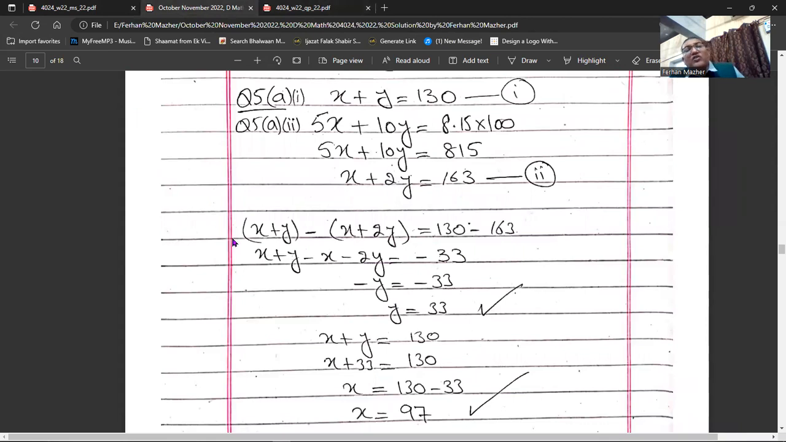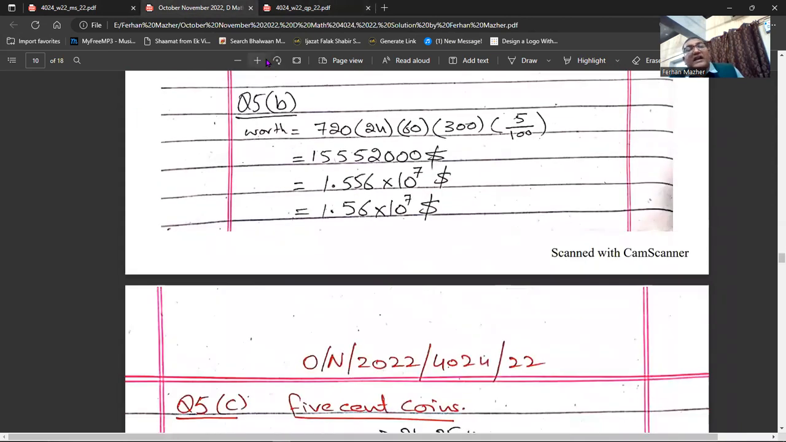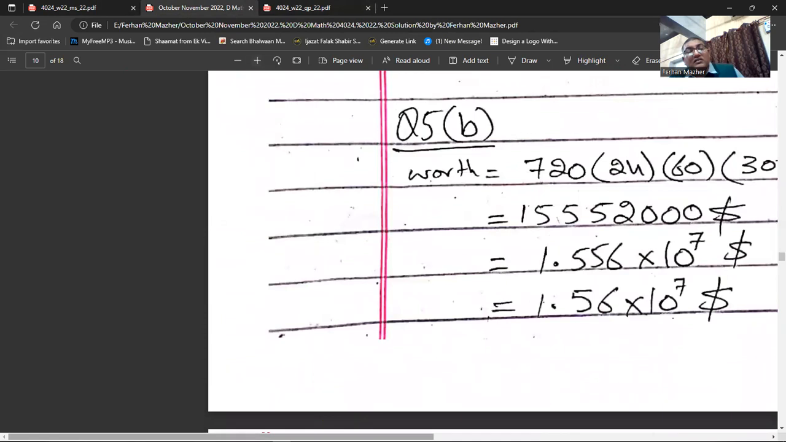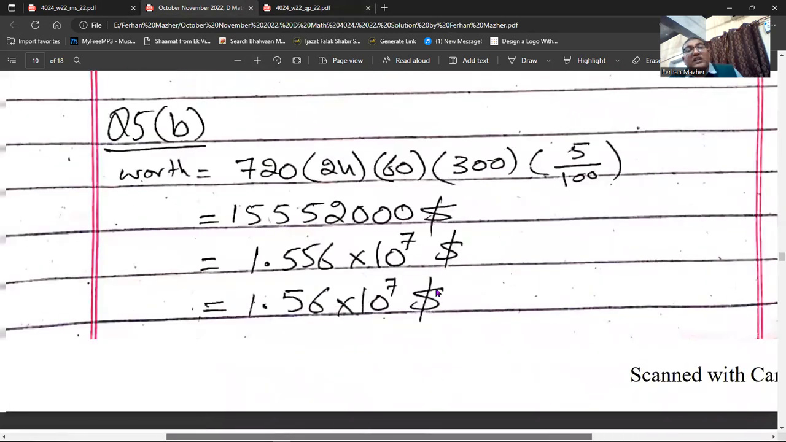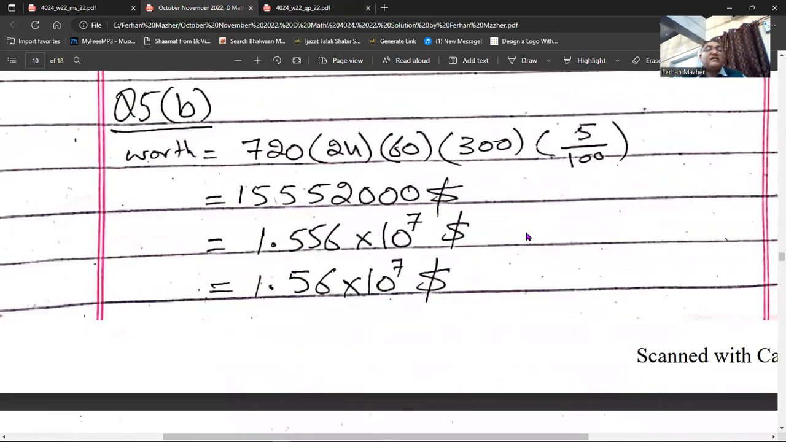Okay, so here we go. The machine is making 720 coins in 1 minute. So 24 hours, and multiply it with the 60, because in 1 hour there are 60 minutes. Then multiply with the 300 because there are 300 days, and then I multiply with the 5 divided by 100 because they are 5-cent coins. So I will convert them into dollars.